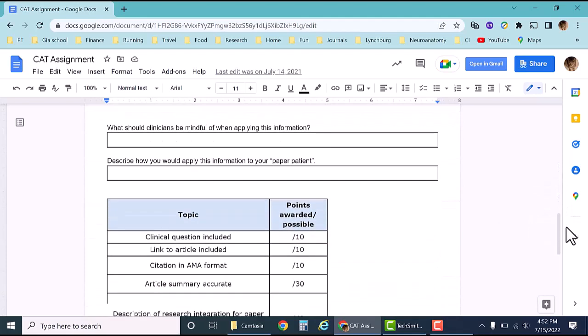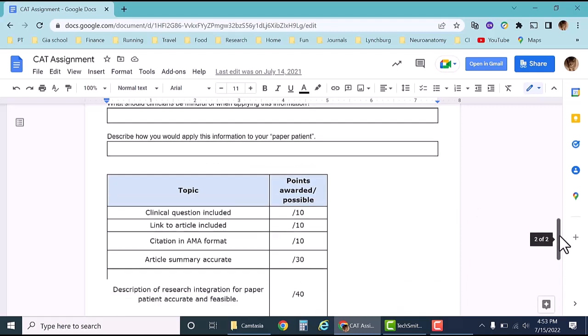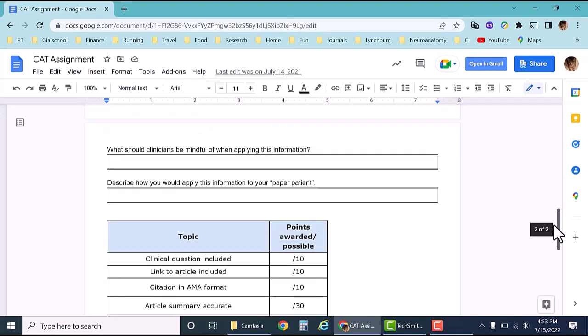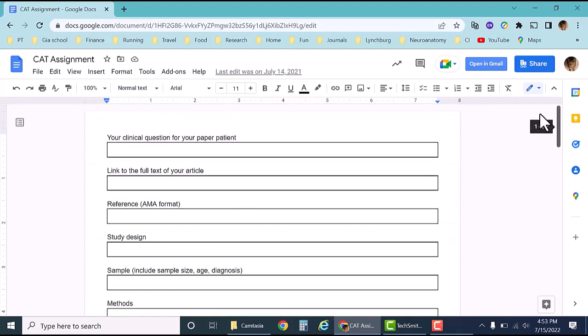Moving on, I'd like you to come up with some information that clinicians should be mindful of when applying the information in this article to any patient, as well as please describe how you would use this information for your paper patient. Okay, posted below is a rubric. Make sure that you've hit all these points and you've completed your CAT assignment. Like I said, during the course of the semester, we've actually pretty much completed the CAT assignment. Just a few little points to add to actually finish the CAT off.